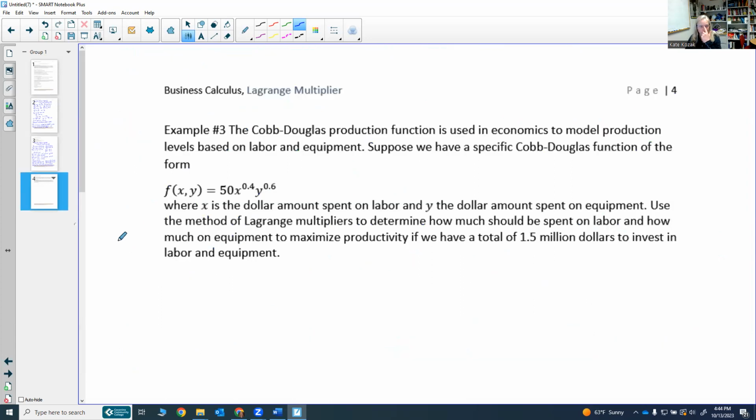One more example, example number 3. The Cobb-Douglas production function is used in economics to model production levels based on labor and equipment. Suppose we have a specific Cobb-Douglas function of the form little f of x, y is equal to 50 x to the 0.4, y to the 0.6, where x is the dollar amount spent on labor and y is the dollar amount spent on equipment. Use the method of Lagrange multipliers to determine how much should be spent on labor and how much should be spent on equipment to maximize productivity if we have a total of $1.5 million to invest in labor and equipment.